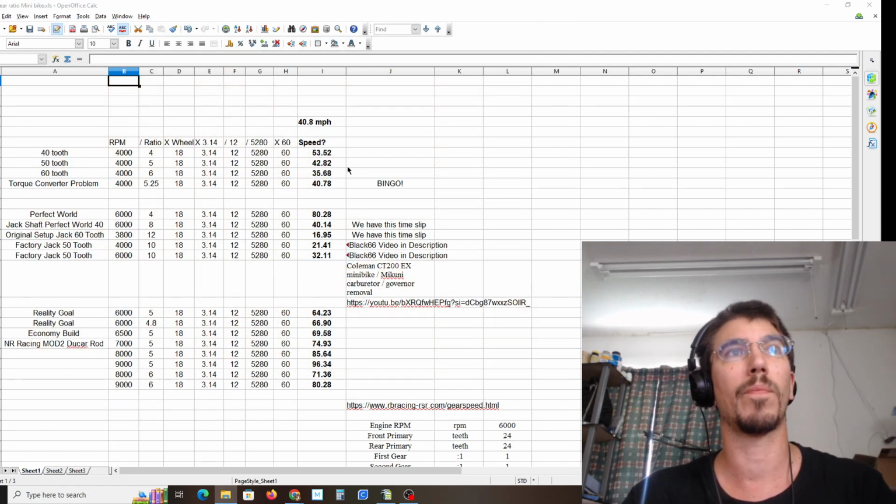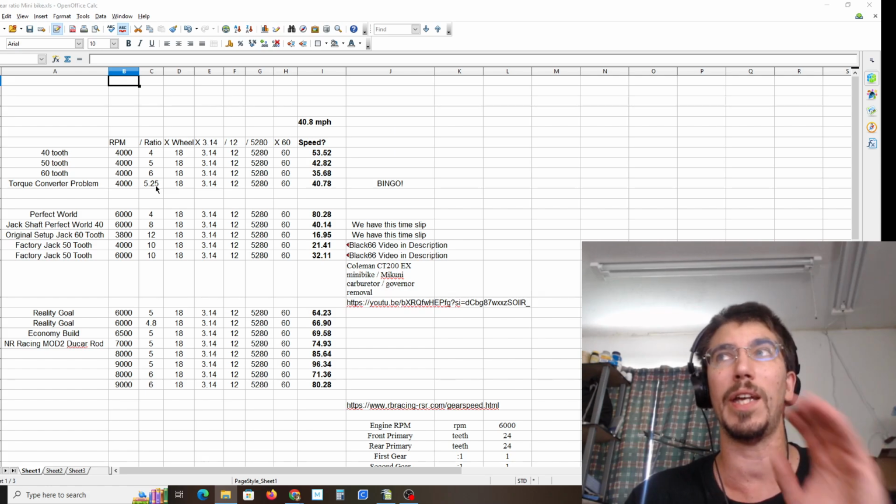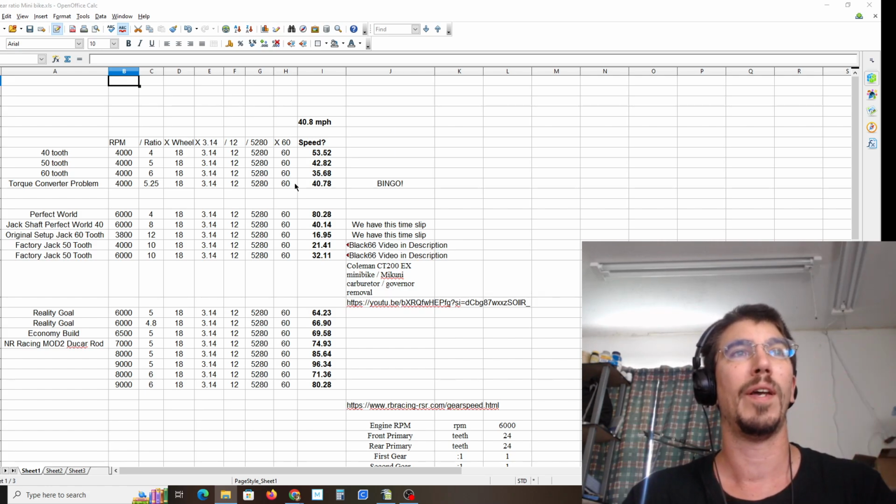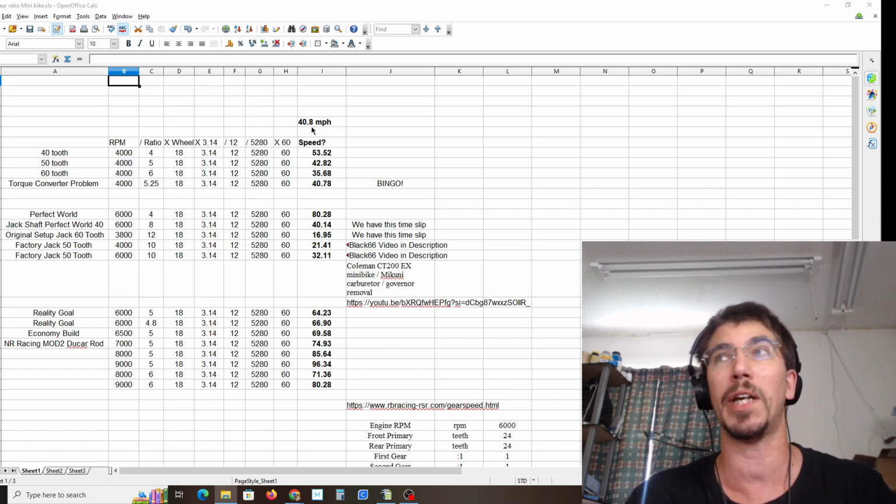what we have is 40 tooth, 4,000 RPM, 53; 50 tooth, 4,000 RPM, 42; 60 tooth, 4,000 RPM, 35. We have 4,000 RPM at a ratio of 5.25, meaning the torque converter did not fully manage to engage all the way to 1:1, and we have 40.78. 40.8. I'm going to call that bingo. I'm going to call that close enough.